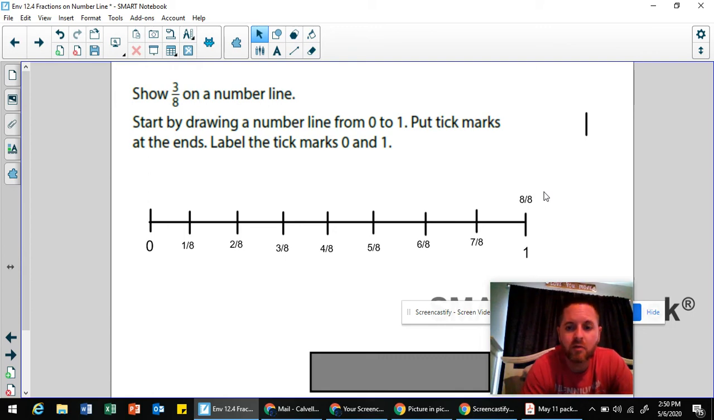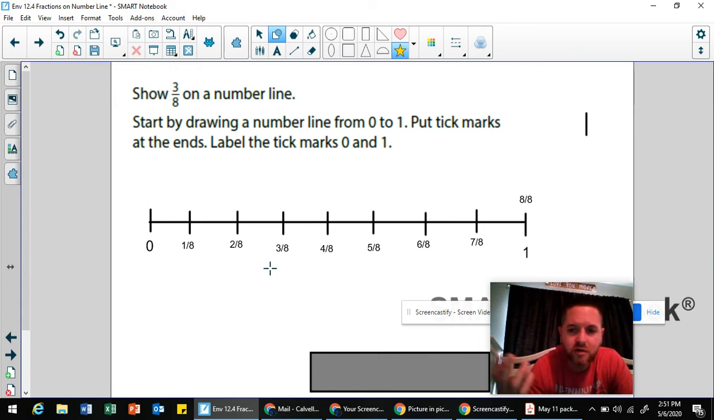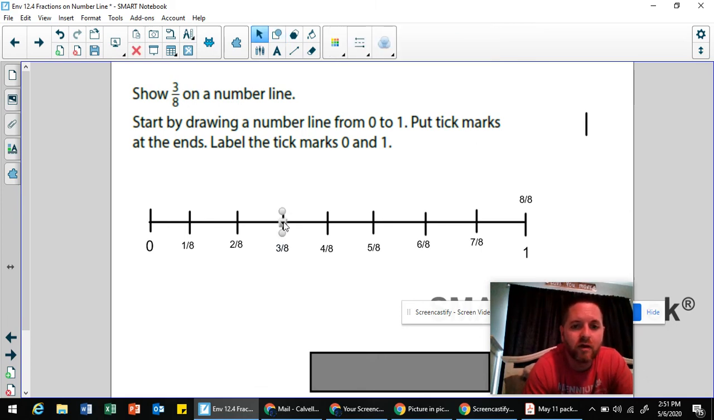So I have my number line broken up into eighths, but I'm not done because it says I need to show 3/8 on the number line. So now I'm going to use a star, and you can use a dot. It does not matter, but I want to locate 3/8 and mark that on the number line. Remember, when you are marking a fraction on the number line, we don't mark it above it and we don't mark it below it. We mark it where the tick mark intersects with our number line. And I totally just messed that up. Hold on a second. Let me back that up, undo that. Sorry about that.